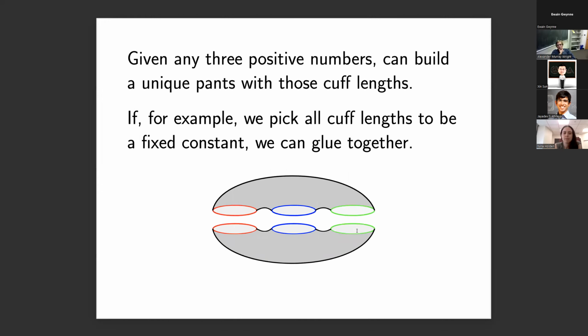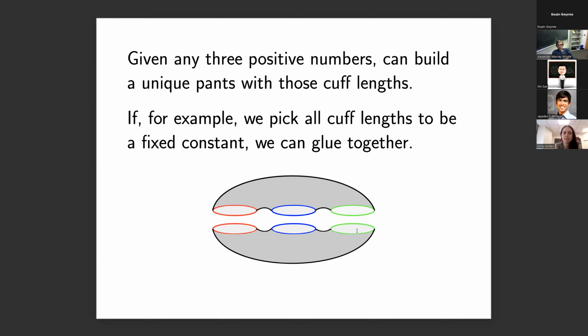And so I just want to start with the most basic construction of hyperbolic surfaces. And so often when you talk about hyperbolic surfaces, you talk about pants, which are spheres with 3 boundary components. And actually, given any 3 positive numbers, you can build a unique pants with a hyperbolic metric, so that the 3 boundary components are geodesics of those 3 lengths. So that's one of the most important things to know about hyperbolic surfaces. And it allows us to build a lot of surfaces by gluing together pants.